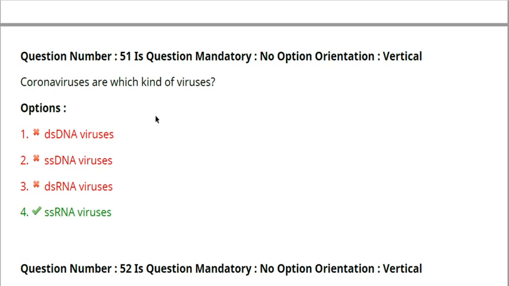Next, coronavirus is a kind of what virus? What is the genetic material of coronavirus? It is a single stranded RNA virus. And what is the genetic material of monkeypox virus? Because in recent days, monkeypox virus is trending more. Monkeypox virus has enveloped double stranded DNA as its genetic material.